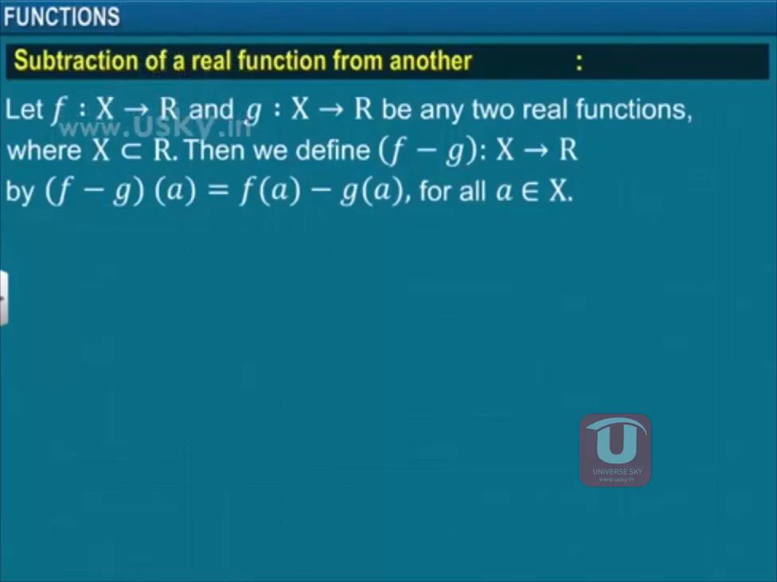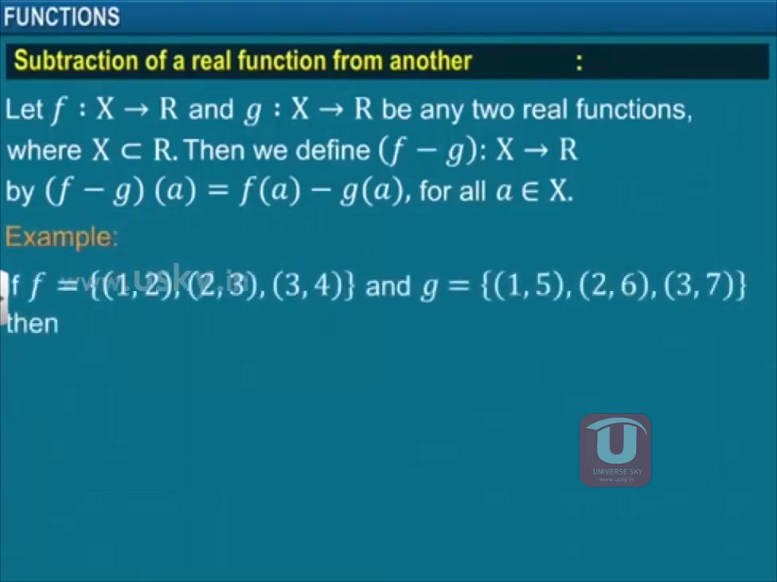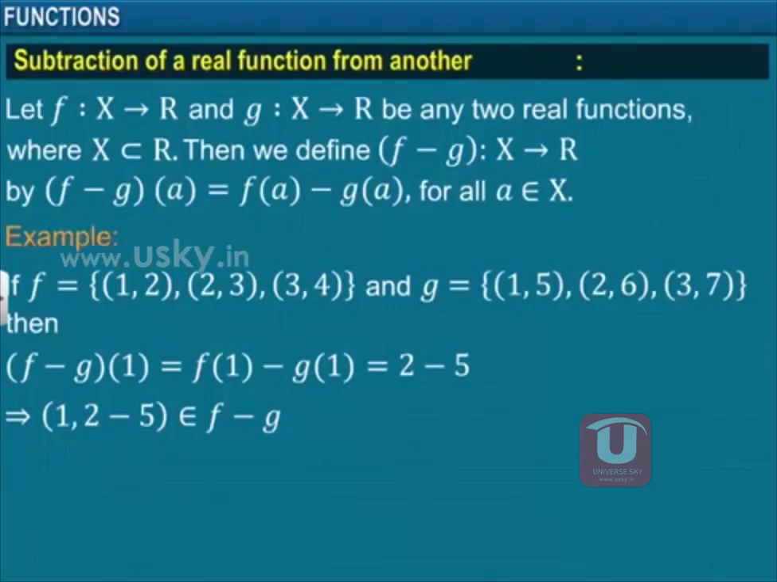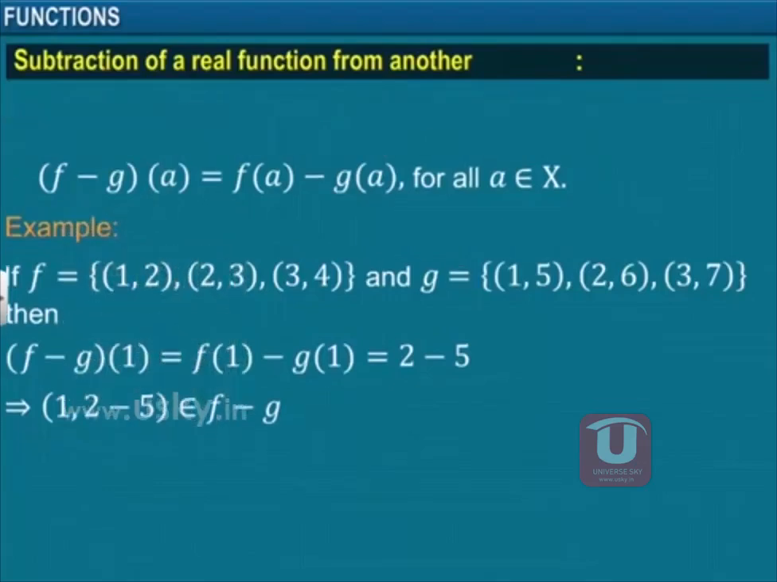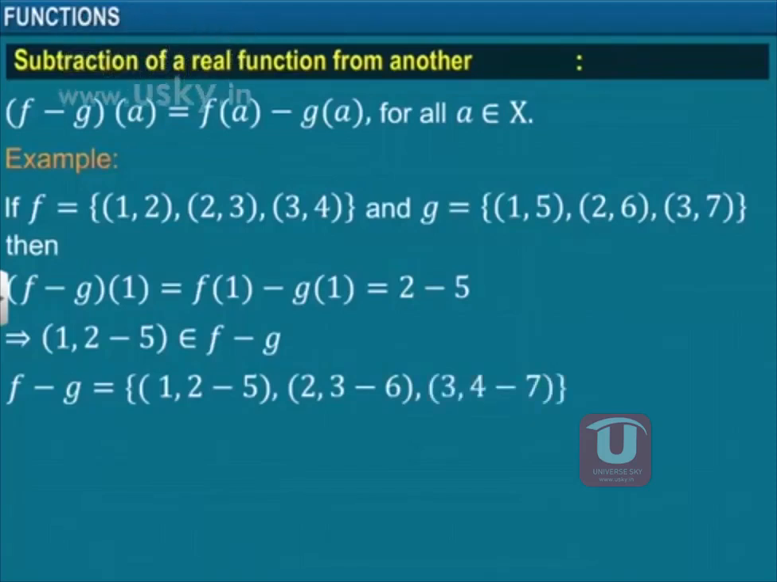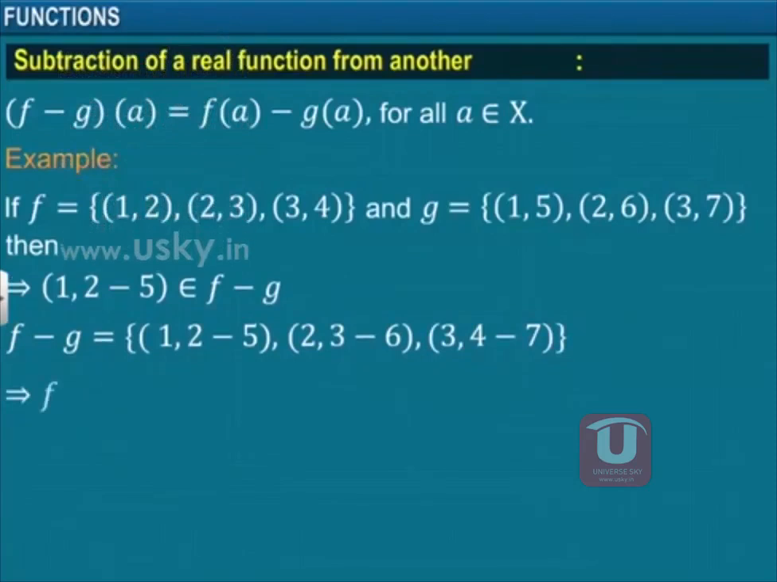Again, let us consider sets f and g as shown. (f minus g) of 1 is equal to f of 1 minus g of 1, that is 2 minus 5. This implies the ordered pair (1, 2 minus 5) belongs to set f minus g. Similarly, you can get 2 more ordered pairs. Hence, f minus g has 3 ordered pairs: (1, minus 3), (2, minus 3), (3, minus 3).